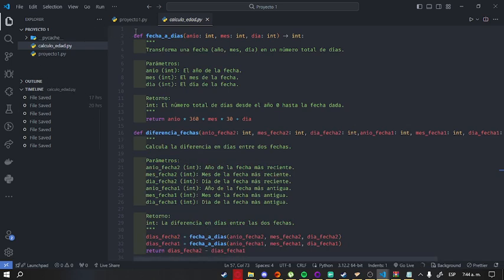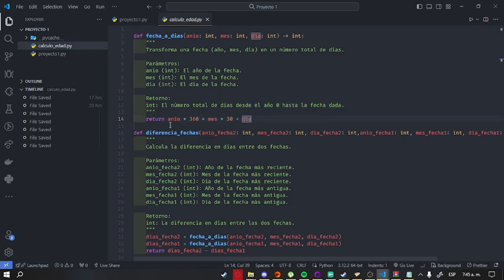So first we are going to define the function fecha a días with the parameters año, mes, and día. They are integers and they will return me an integer. So basically we're going to transform a date with the year, the month, and the day into the total number of days with these parameters that I said early on. And we will return an integer with the number of days from the year 0 to the date that we put in the program.